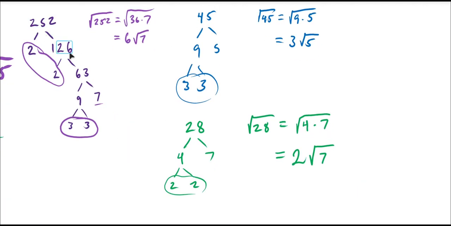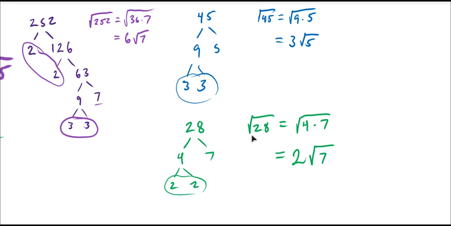252 is 2 times 126, which is 2 times 63, which is 9 times 7, and 9 breaks up into 3 and 3. So again, we have 2 2's and 2 3's. We can pull a 6 out. What remains? A 7. So the square root of 252 turns into 6 square roots of 7. 45 is 9 times 5. We could pull out a single 3 from that. The square root of 45 turns into the square root of 9 times the square root of 5, which is 3 radical 5. 28, very similar. It's a perfect square, 4 times 7.